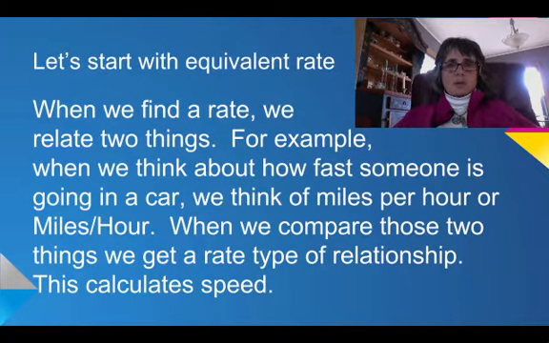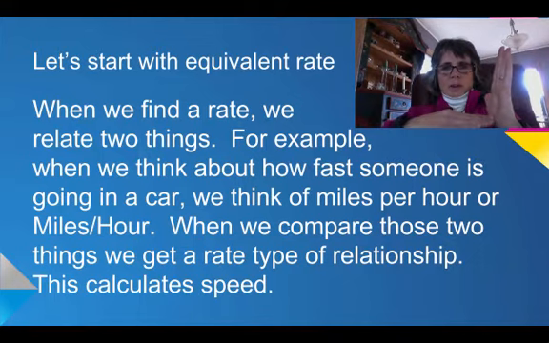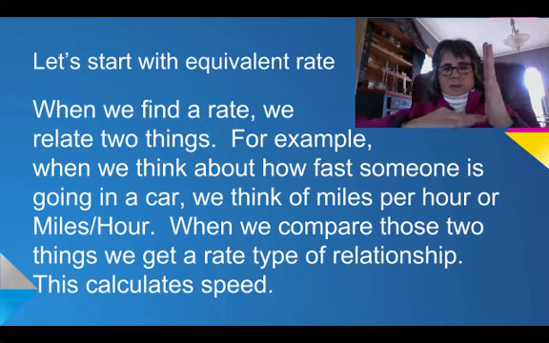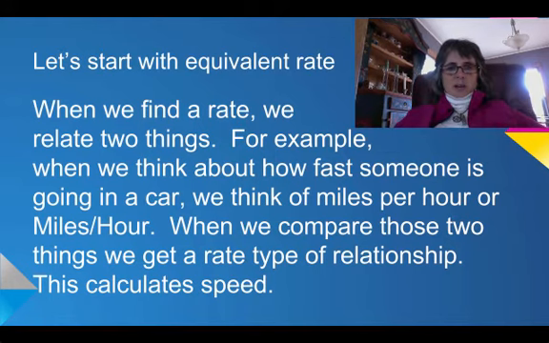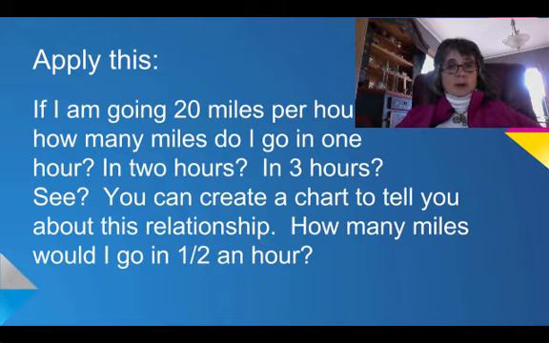Right, start with equivalent rate. When we find a rate, we relate two things. So when we think about how fast somebody's going in a car, we can think of how many miles, maybe miles is on this side, per hour, maybe hours down here. And if you speed up and slow down, that'll be shown in here. When you compare those two things, you get a rate type of relationship, which calculates speed. So if I'm going 20 miles per hour, how many miles do I go in 1 hour? 20 miles. 20 miles in 1 hour.